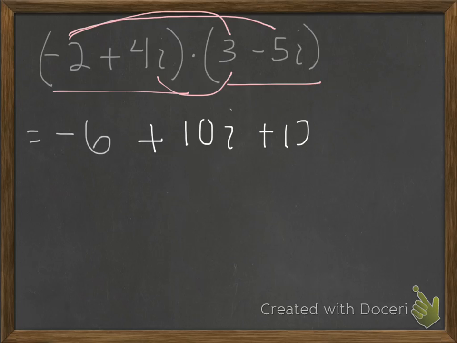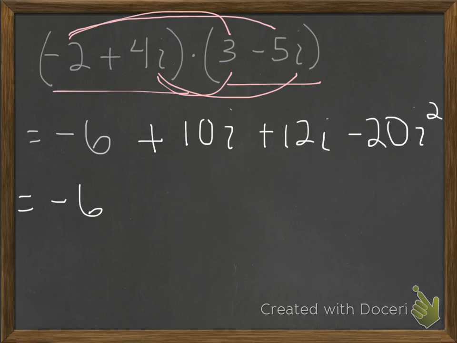Positive 12i. Okay, and then last but not least, 4i times the -5i. So positive times a negative will give me the negative. Now 4 times 5 is the 20. Now you treat those i's just as x's. i times i will in fact give you i squared. And then you can combine your like terms.